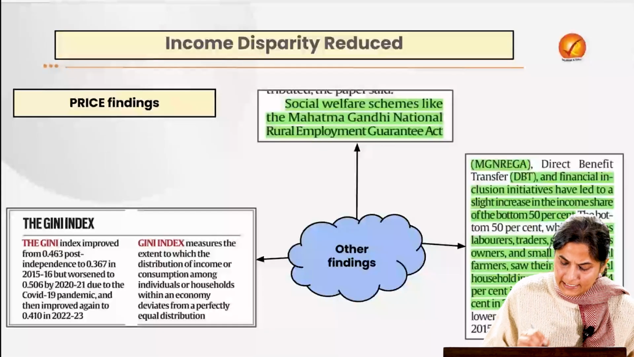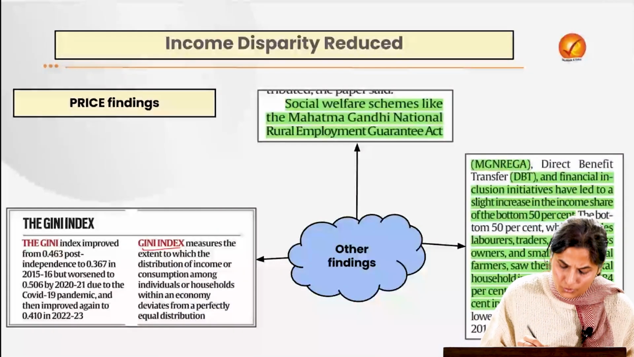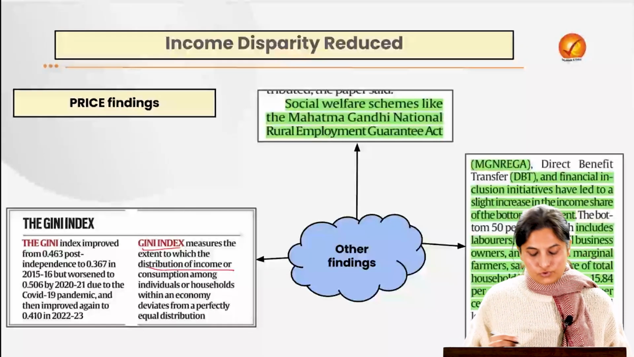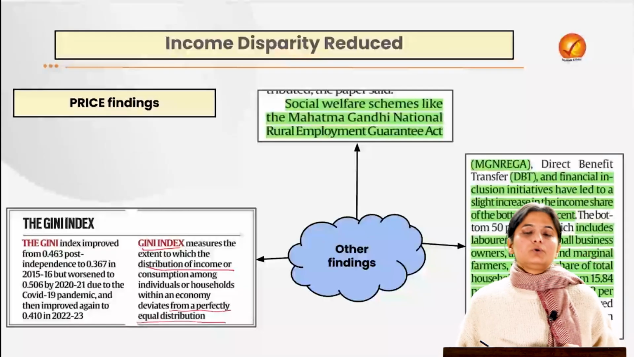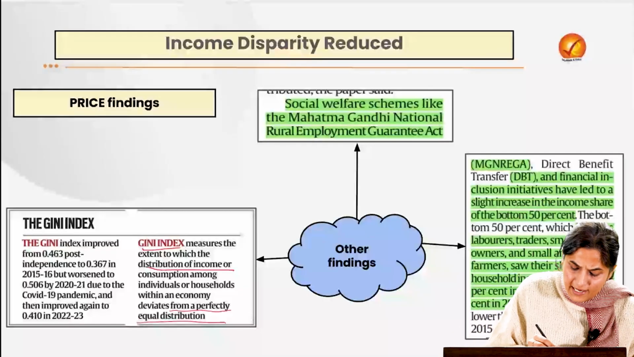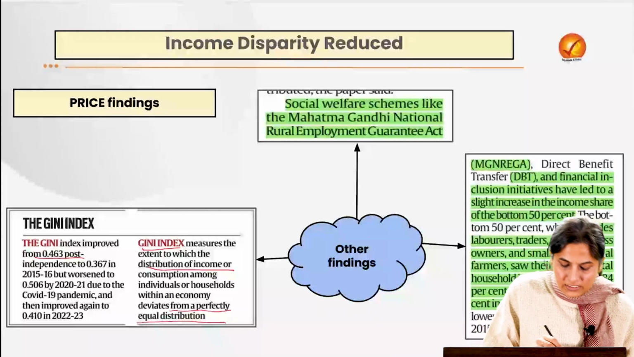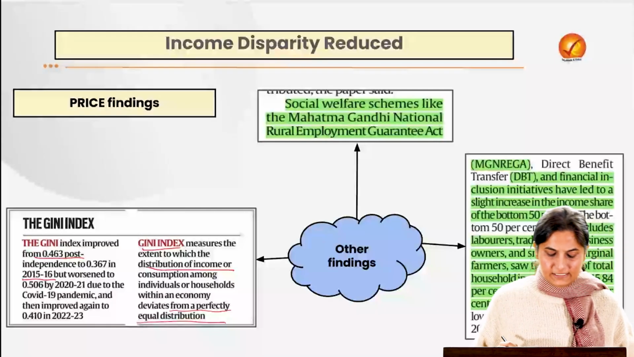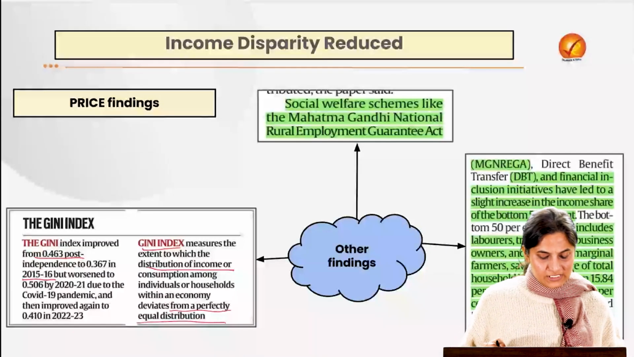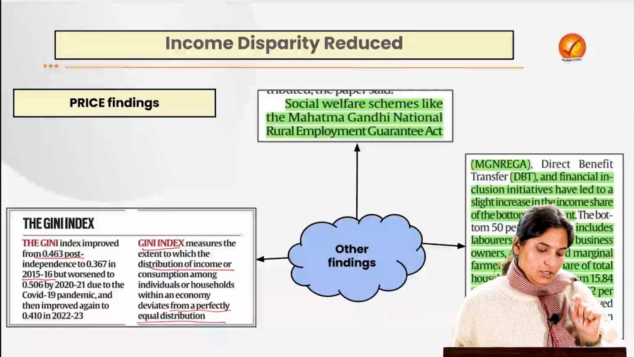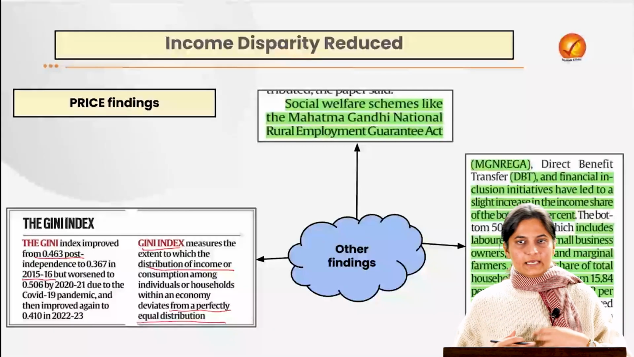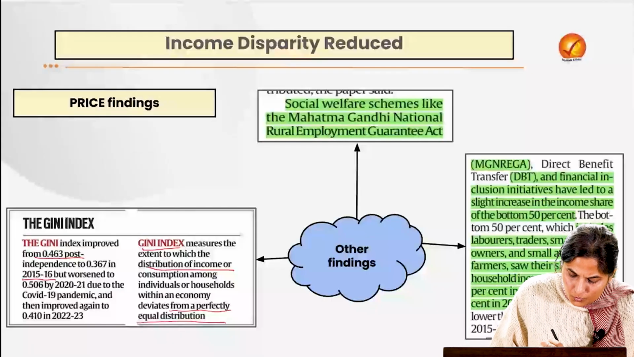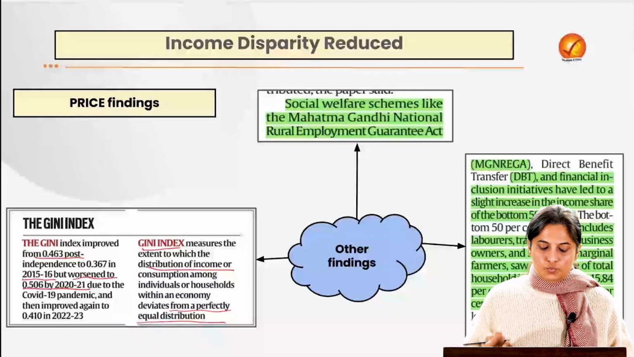So like I said, the Gini index gives you the extent to which distribution of income or consumption among individuals or households deviates from a perfectly equal distribution. Now in India's case, from independence to 2015-16, it improved from 0.46 to 0.36. As the Gini coefficient or index decreases, it sends a signal towards positive equality. But it worsened to 0.506 by 2019-20.